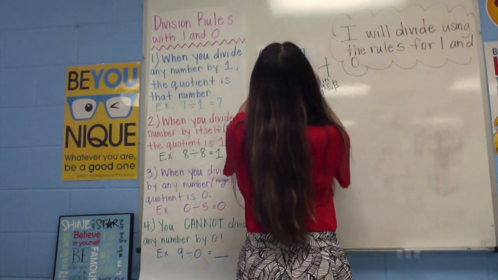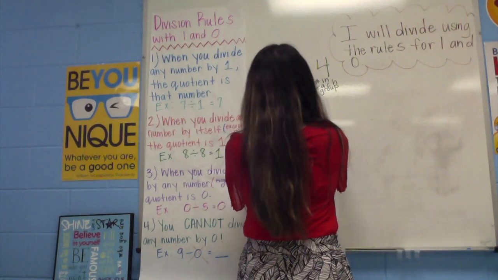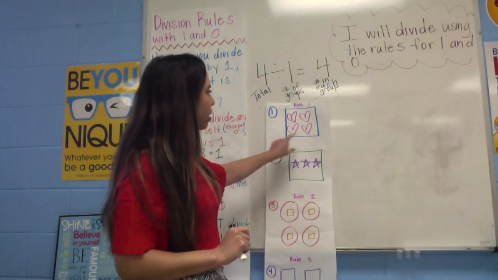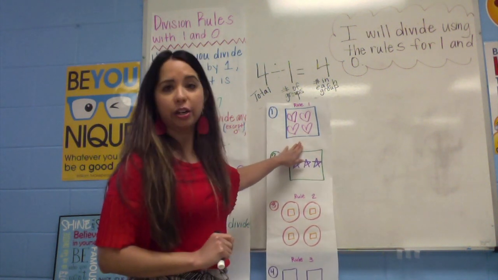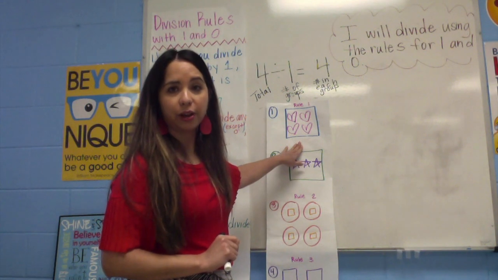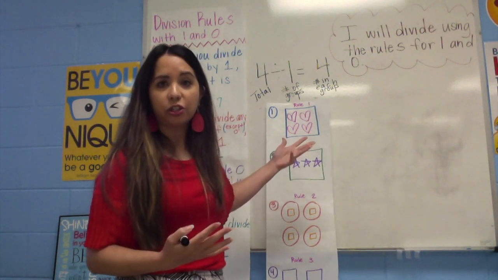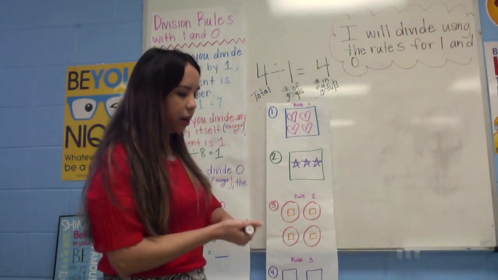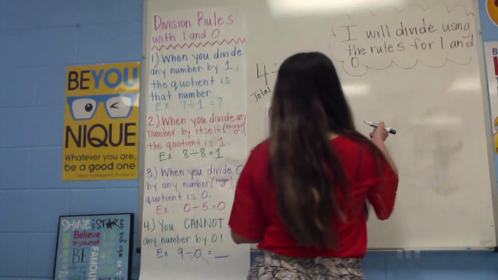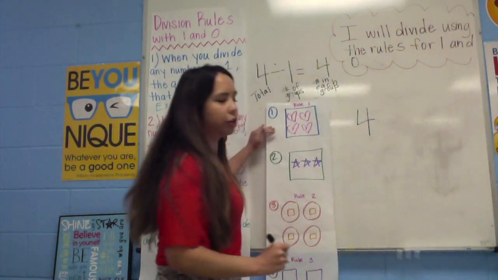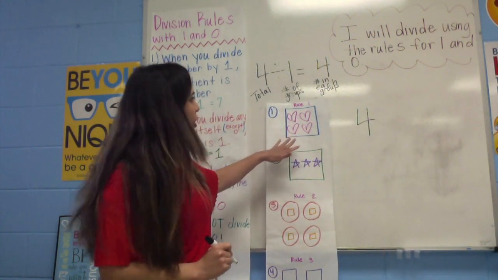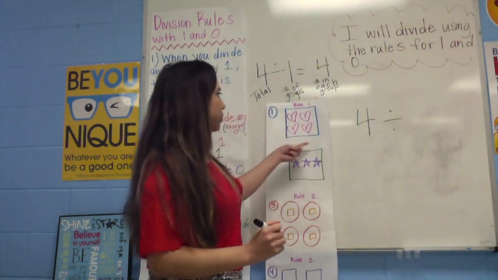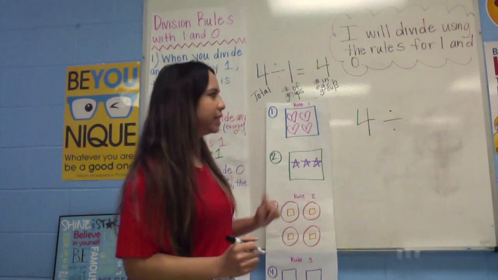Here, let's see. All right, so look at number 1. As you can see right here with my hearts, there is one group of hearts, okay? Well, in division, we know that we start with our total number. How many total hearts do you see? Well, there are 4 hearts. Again, we're looking at problem number 1. There are 4 hearts divided by the number of groups. Well, there's 1 square. That represents one group.